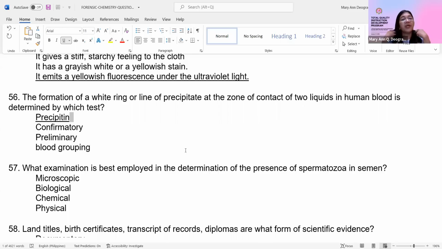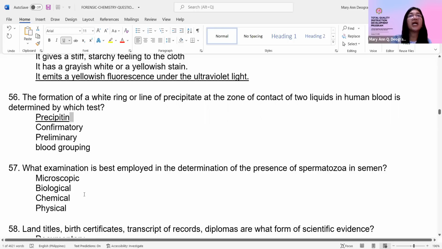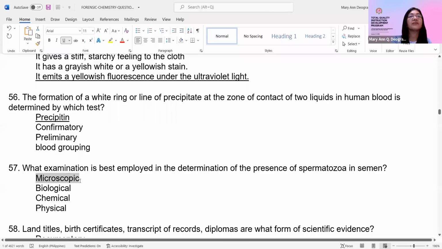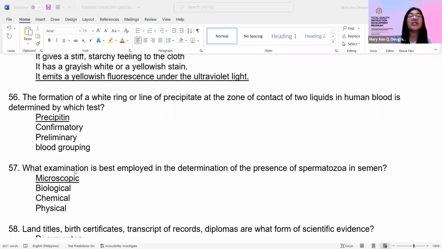Examination is best employed in the determination of the presence of spermatozoa in semen. Ano sagot? Microscopic, biological, chemical, physical. Criminalistic subject po ba to? Yes, forensic chemistry to. Okay, microscopic. Ayan. Microscopic, anak, hindi letter B, it's letter A.